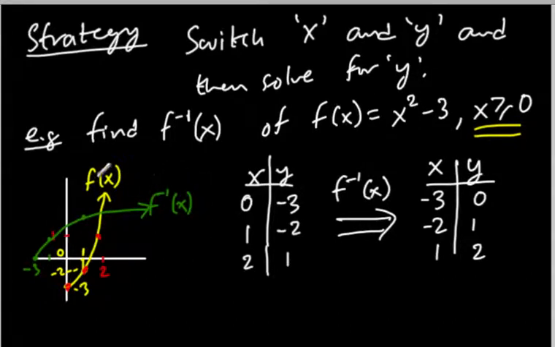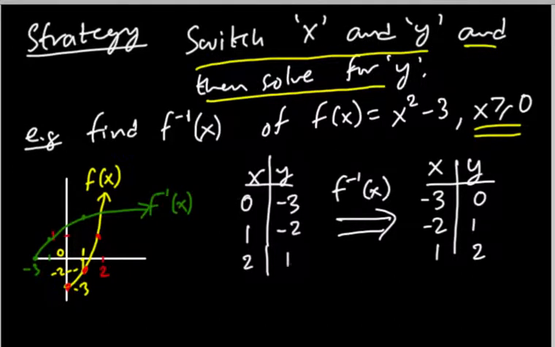Now, we know what the equation of f of x is, which is x squared minus 3, where x is greater than or equal to 0. Let's figure out what the inverse function is. So remember, the strategy is you simply switch the x and y and then solve for y. So let's do that.